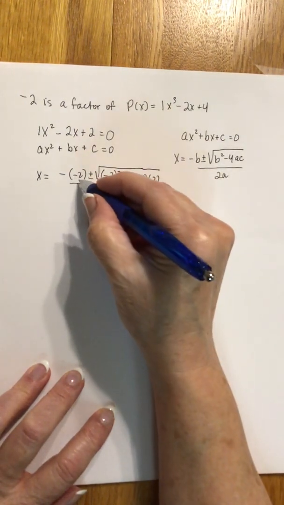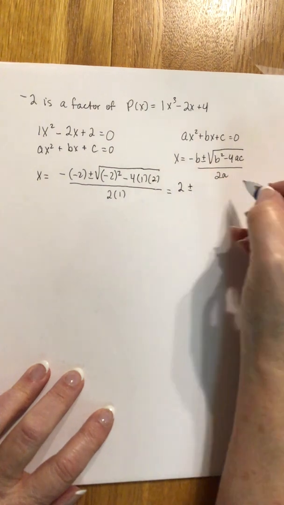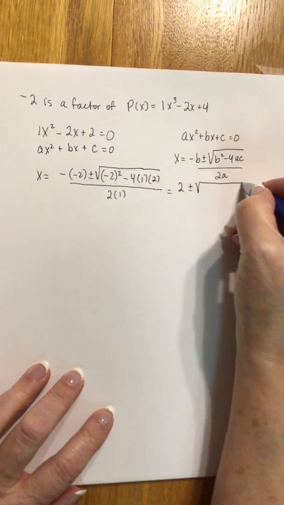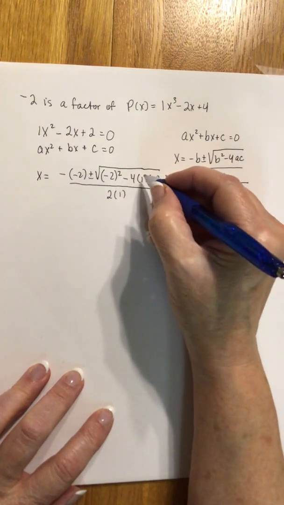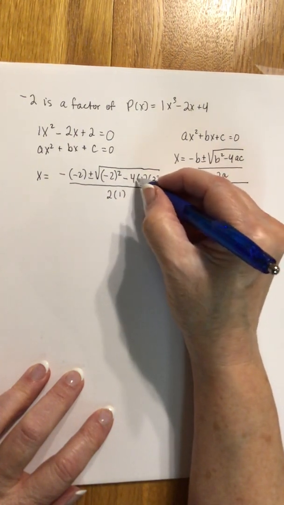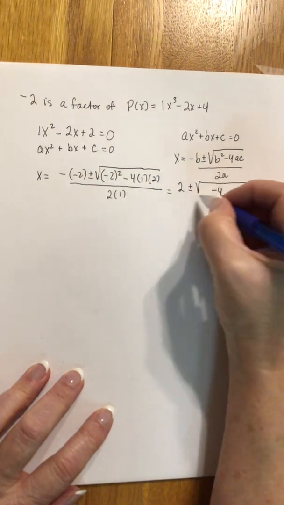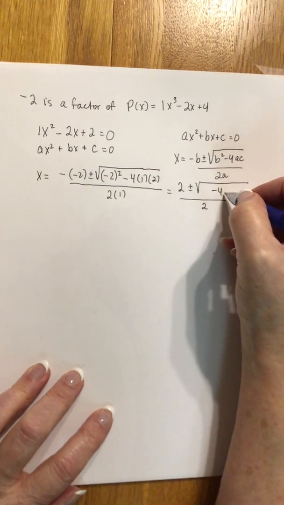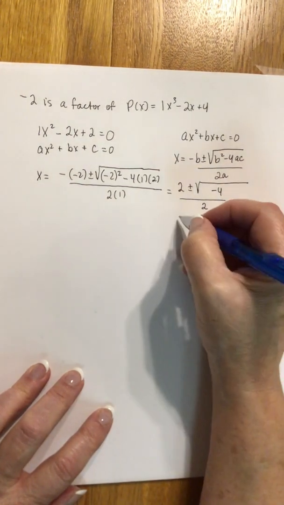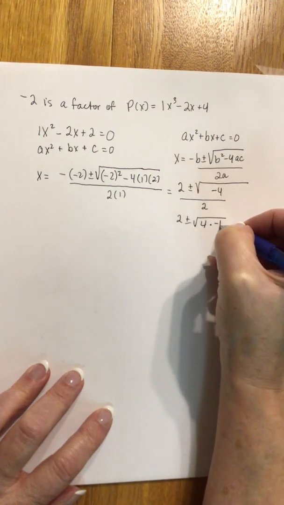So now we have negative times negative gets that to be a positive 2 plus and minus the square root of, now we have negative 2 times negative 2, which would give me a positive 4. Negative 4 times 2 is a negative 8, so 4 minus 8 gives me a negative 4 over 2. But we know that negative 4 can break into 2 plus and minus the square root of 4 times negative 1.